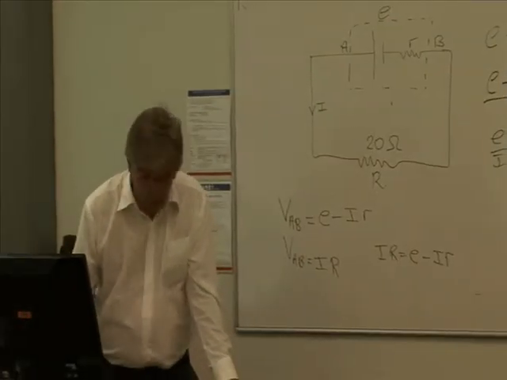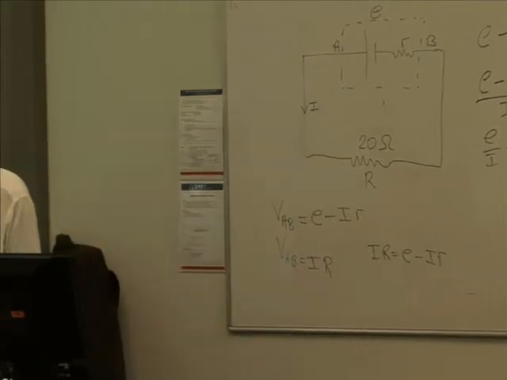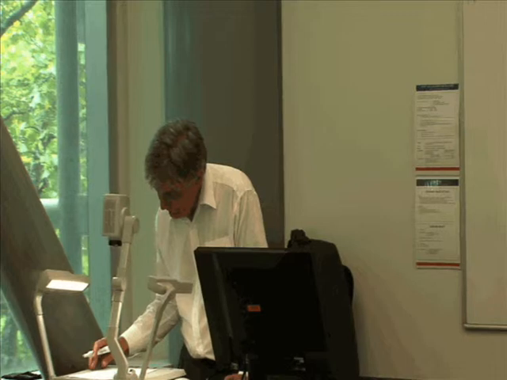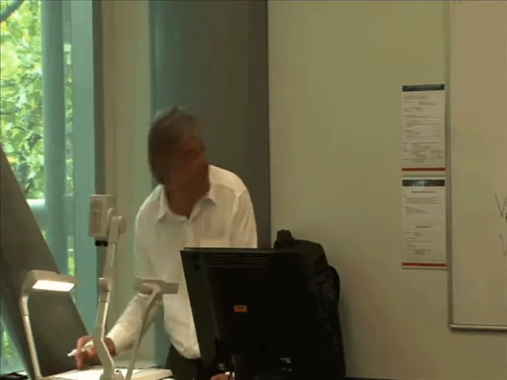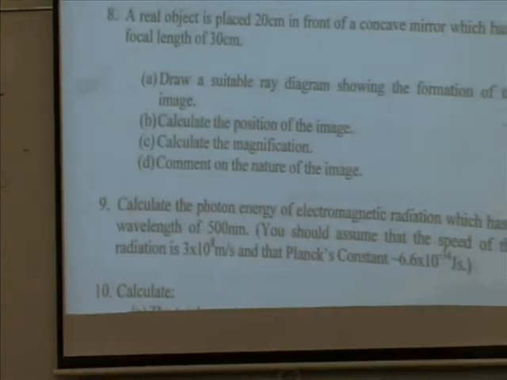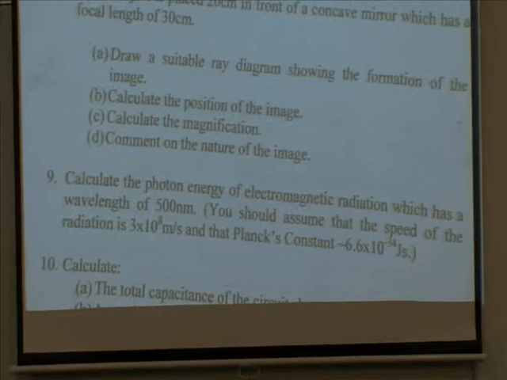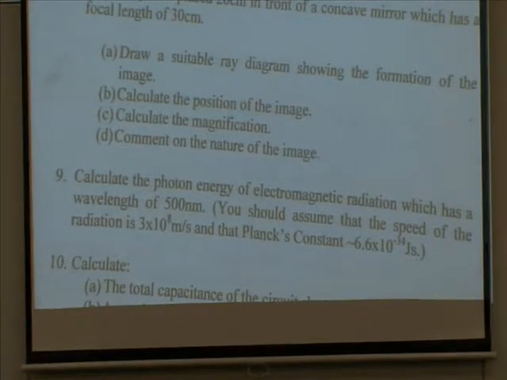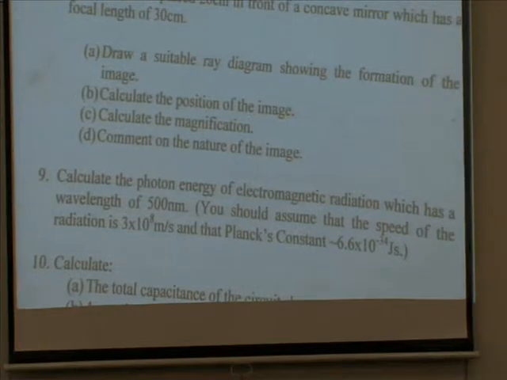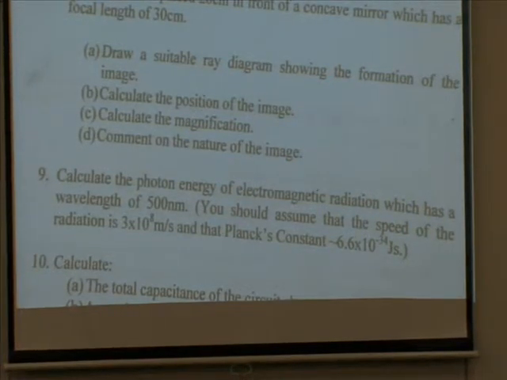Again, you should be able to derive that expression. It's just using things that you've worked out already. All right, we'll just do one more of them. Number 9. Calculate the photon energy of radiation that has a wavelength of 500 nanometers.